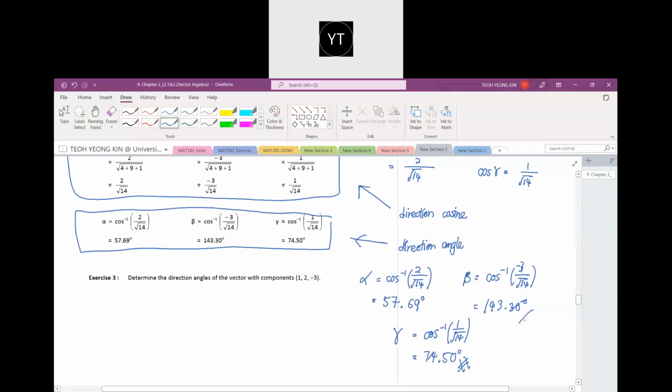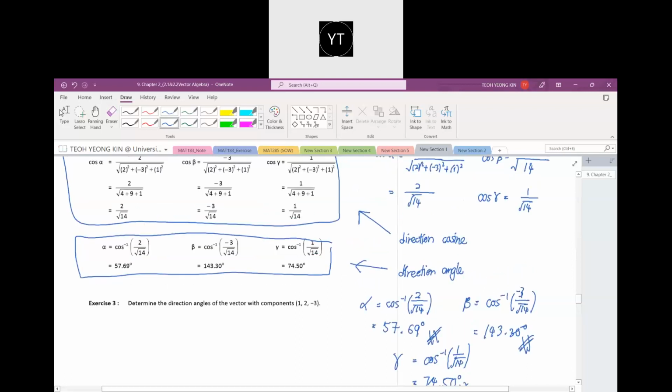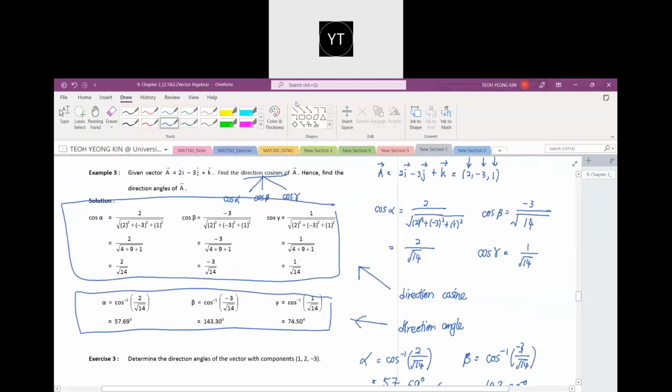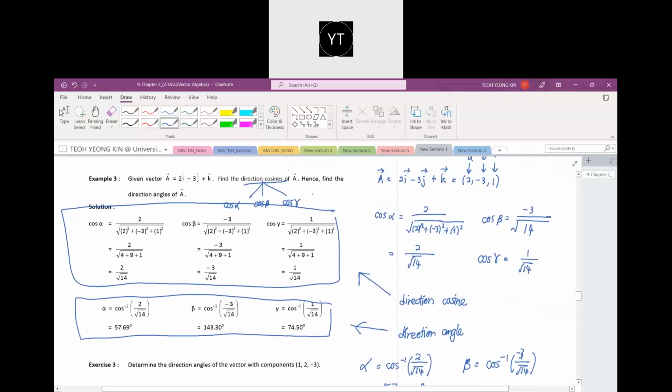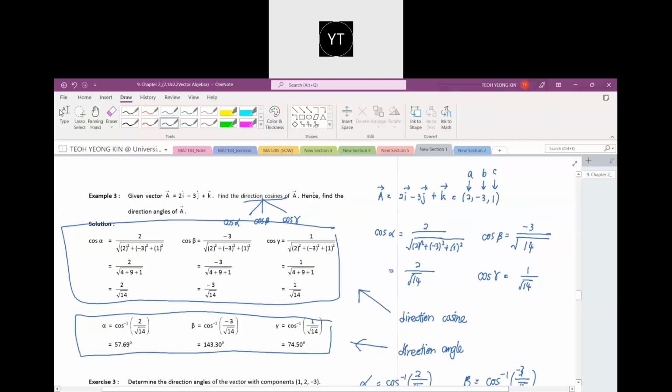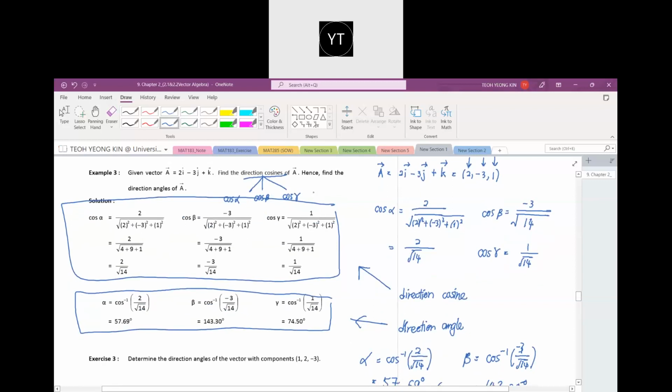So here are the direction cosine and direction angle. So this is the class for today. This is how we are going to find the direction cosine and direction angle. Then you can answer the exercise.